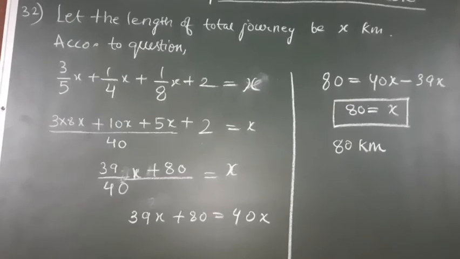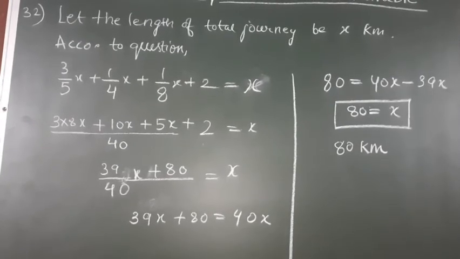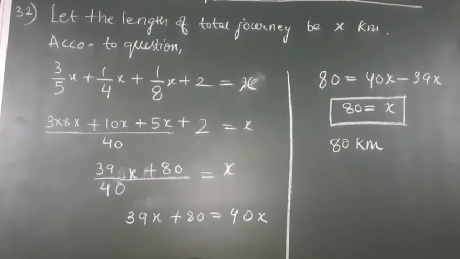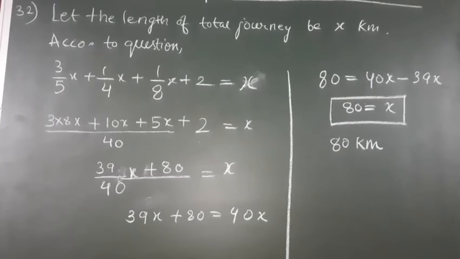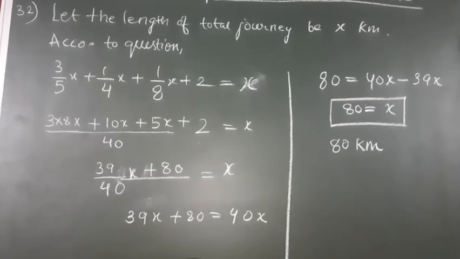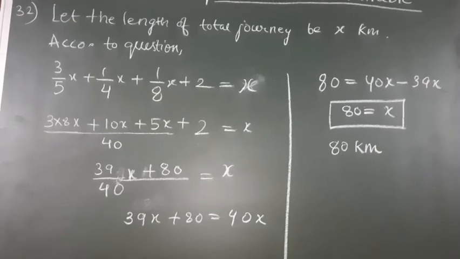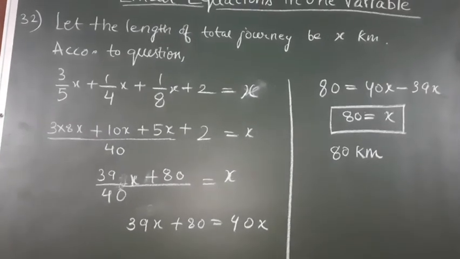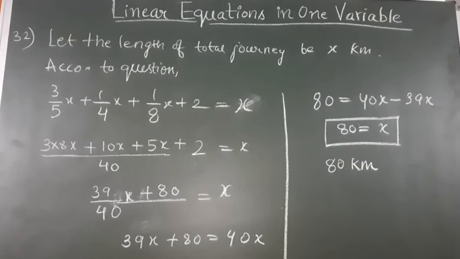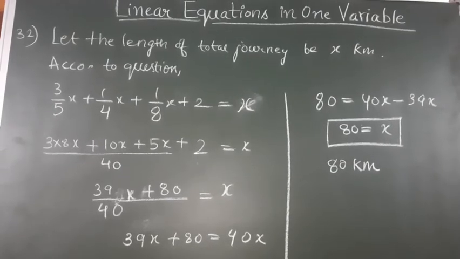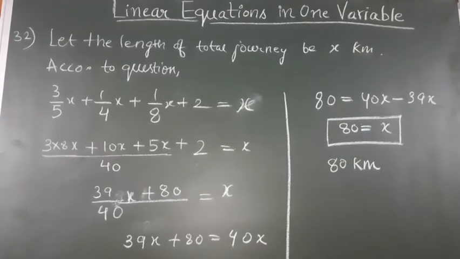Now 39x plus 80 is equal to 40x. Now plus 39x, once it goes to the right hand side, it will become minus 39x. So 40x minus 39x. So the value of x is 80, that is 80 kilometers. So the length of the total journey is 80 kilometers. I hope you must have understood this question. Moving on to the next question, students.